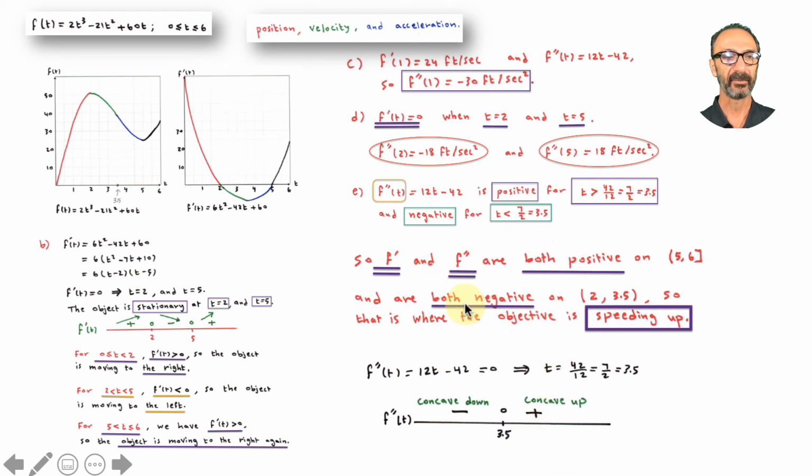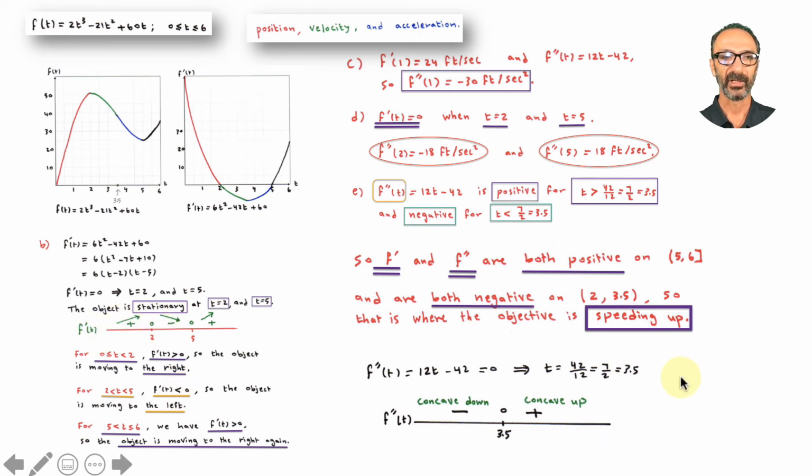So we have here both negative at 2 and from 2 to 3.5. So that is where the object is speeding up. You could align it and double check. Here to the left it's negative, but let's double check to 0. Yeah, I have to align them to be careful.